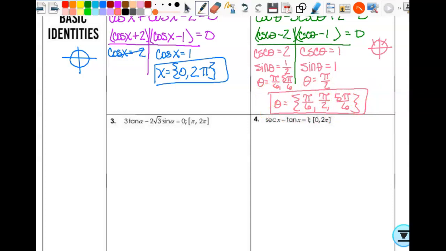What questions do you have? Anything? Good?